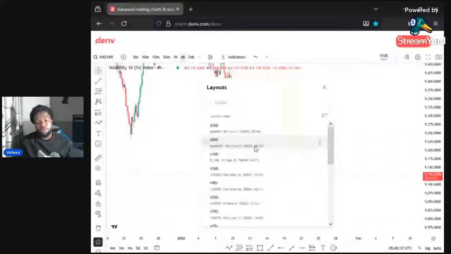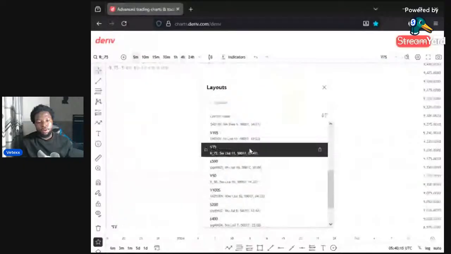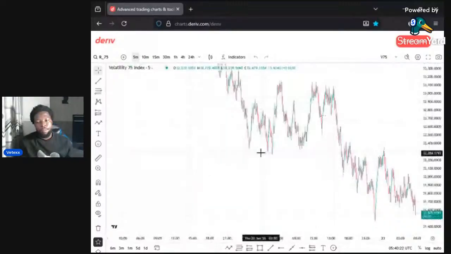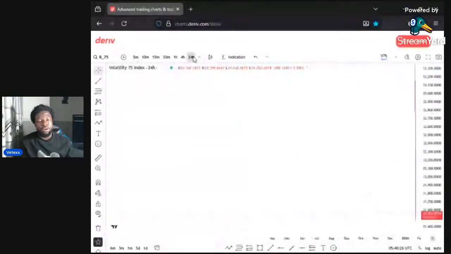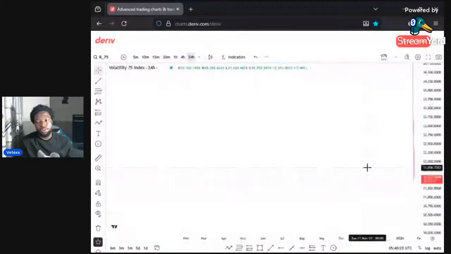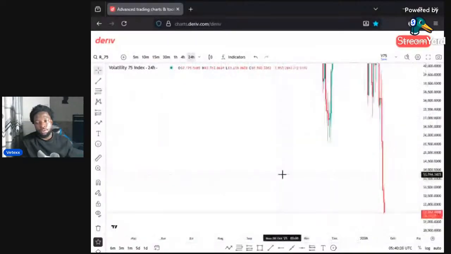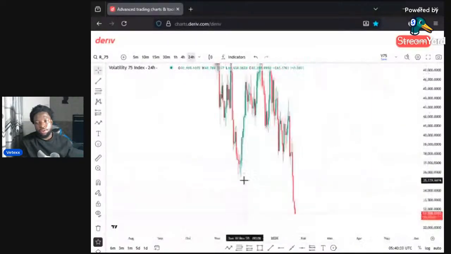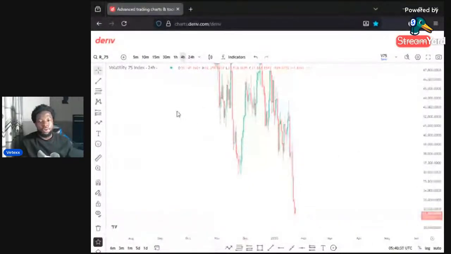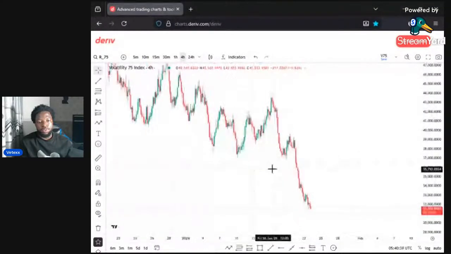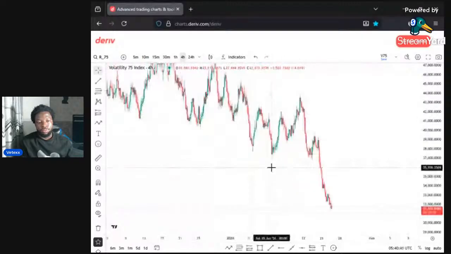Okay. And the next we are going to be checking out is V75. Let's check out V75. On the weekly time frame, V75 is on a bearish trend. The 24-hour time frame is on a bearish trend. You can see how bearish it looks. So let's check out the 4-hour time frame to see if we find anything tangible there.